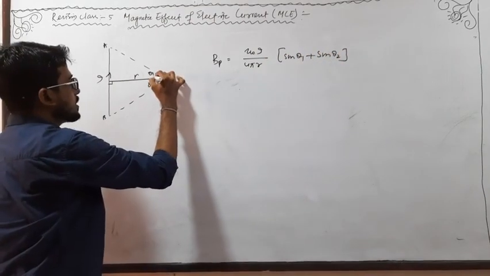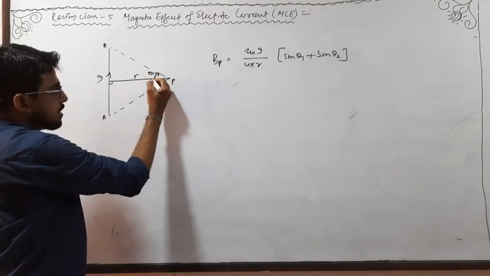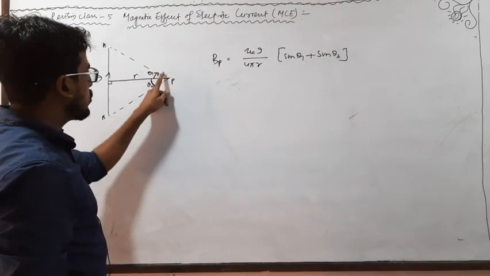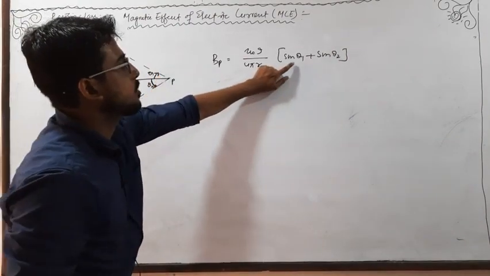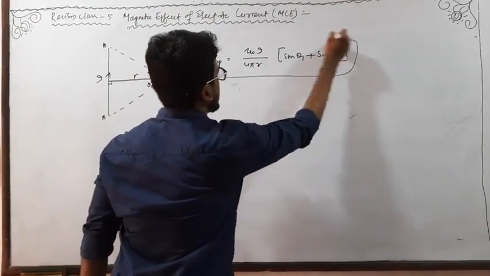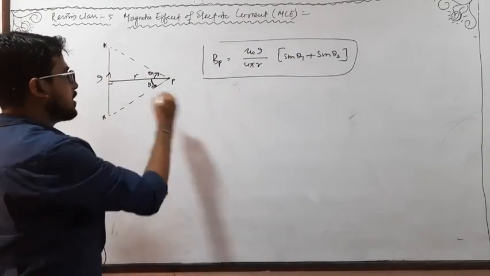Clear? Here theta 1 is this angle, which is measured in the clockwise direction, and theta 2 is this angle, which is measured in the anti-clockwise direction. So according to the sense of measurement, you have to put their sign plus or minus. So this is the formula for the magnetic field strength at this point P due to a finite long straight current carrying conductor.